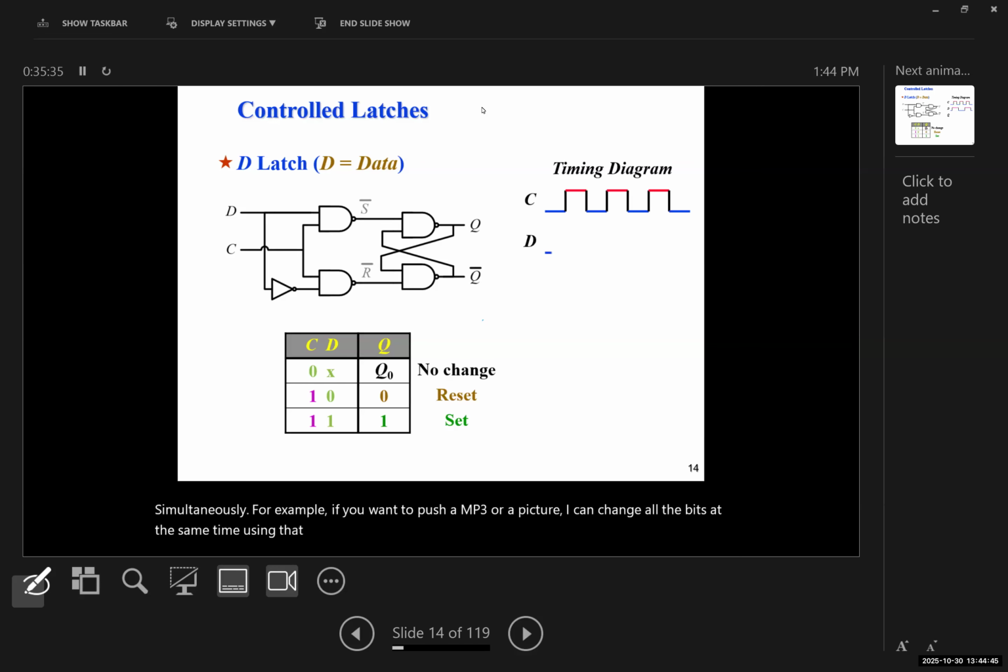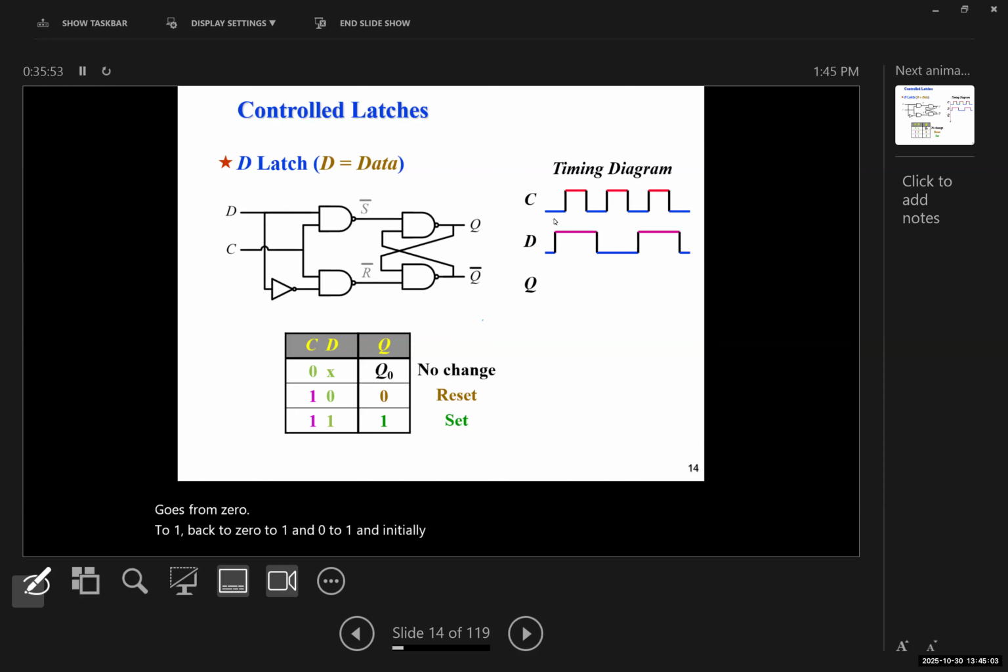So, synchronizing them, I can use a timing diagram. Now, how does a timing diagram work? Imagine the clock goes from 0 to 1, back to 0, to 1, and 0 to 1. Initially, when it's 0, the data changes from 0 to 1. If C is 0 and D is 0, what would the output Q be? Q would be equal to Q0, the initial Q, which here we would assume is 0.